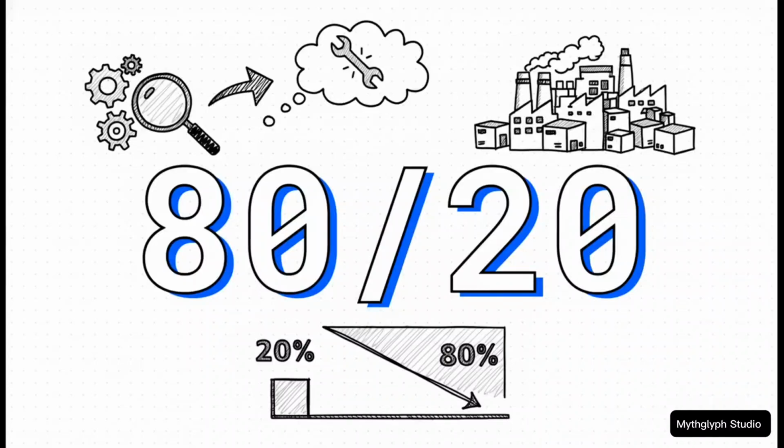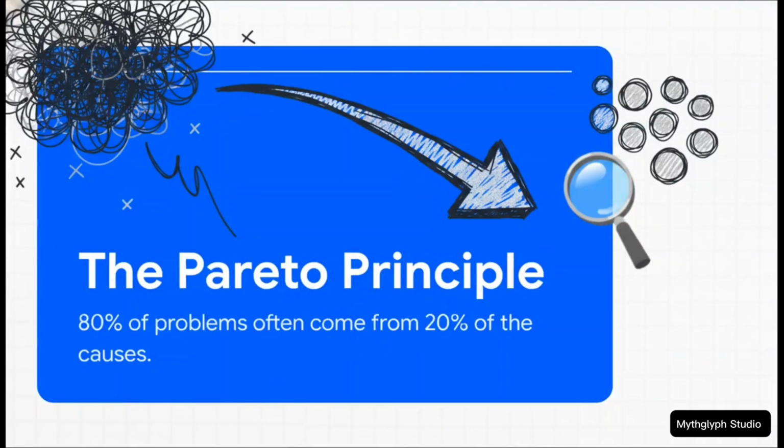This number, it might look familiar. It represents one of the most powerful rules in all of business and quality management. It's called the Pareto principle. Simply put, the 80-20 rule says that for a lot of things in life, about 80% of your problems come from just 20% of the causes. Now, the big takeaway here is not to try and fix everything at once. The goal is to find and fix that critical 20%, what we call the vital few, because that's going to give you the biggest bang for your buck.